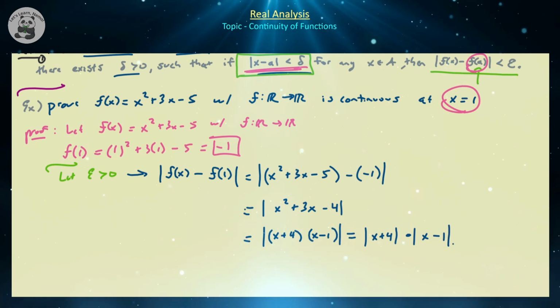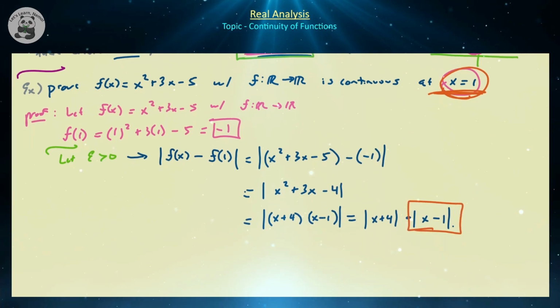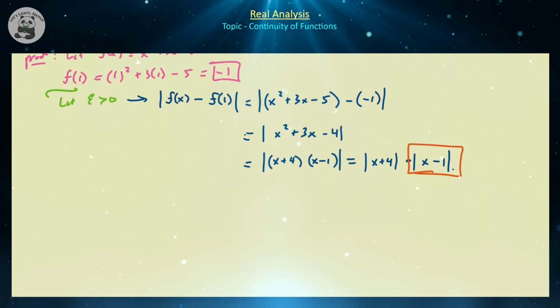Now, since we are having complete control over the distance between x and 1, that means we can control how big that distance is, right? So we know that that's going to be less than delta, so we just need to figure out, okay, how big does that delta need to be? But we do not necessarily control how large the absolute value of x plus 4 is.